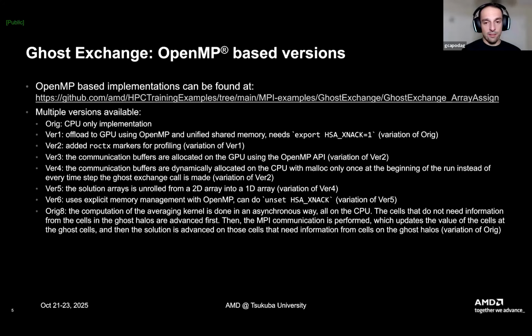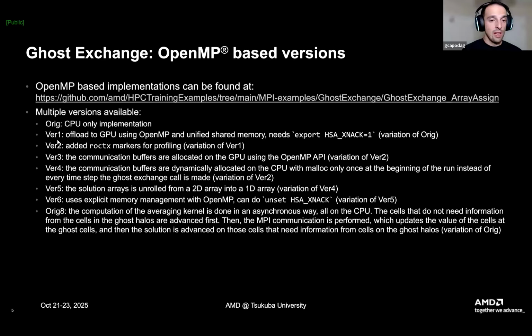Okay, so as I said, there's 2 implementations of this example, and you can find it in our training examples repo that you have heard so much about already. The first version I'm gonna discuss is the OpenMP version, where OpenMP is used to offload some of the computations to the GPU. And you can see that the original version is a CPU-only implementation, so there's no offloading to the GPU.